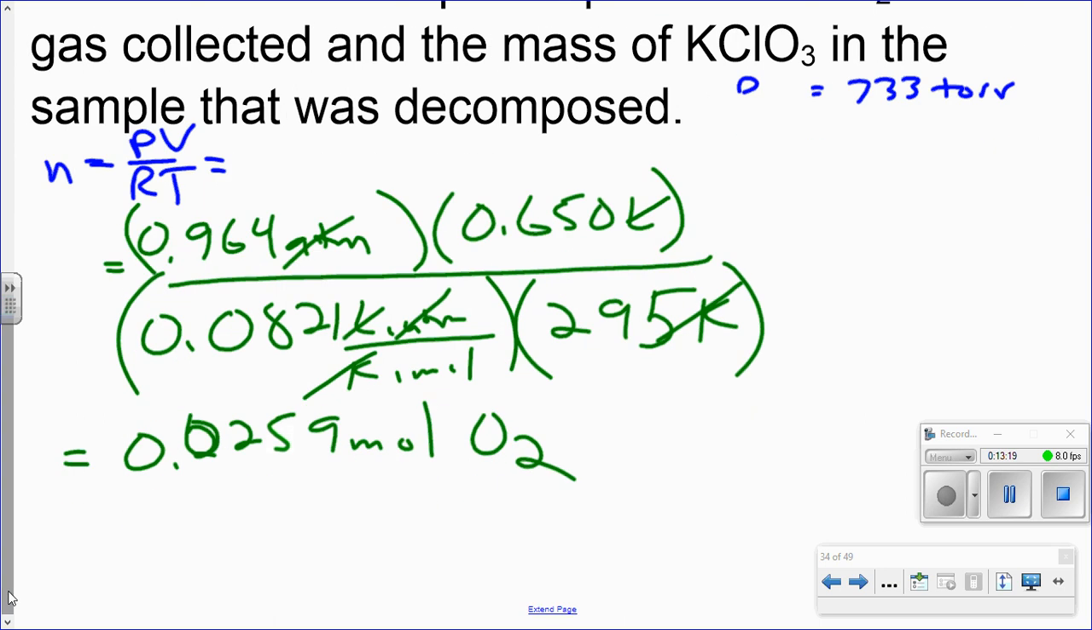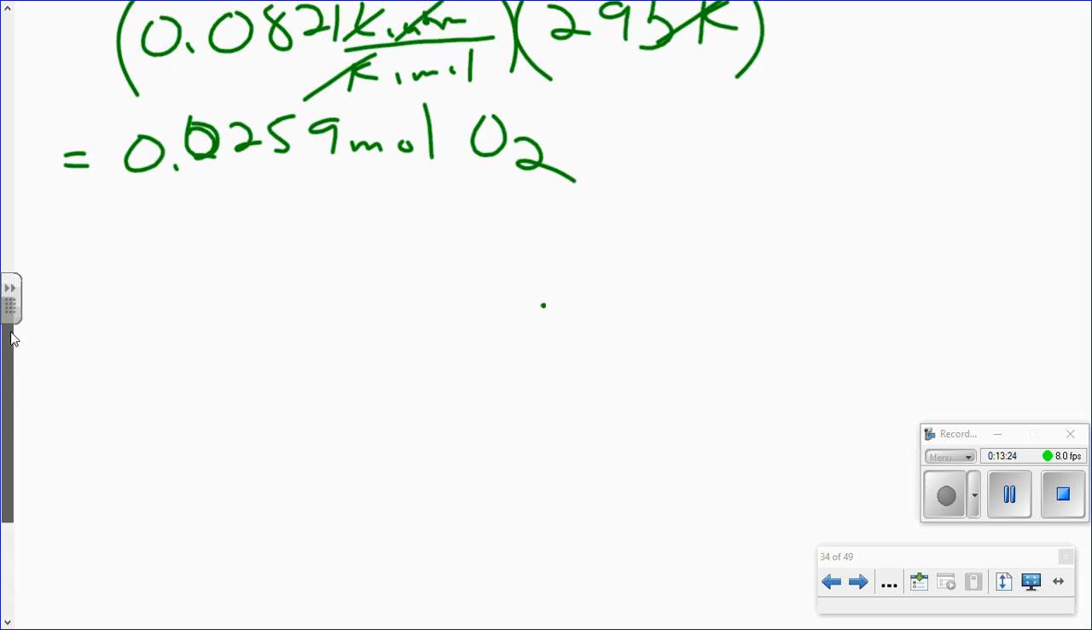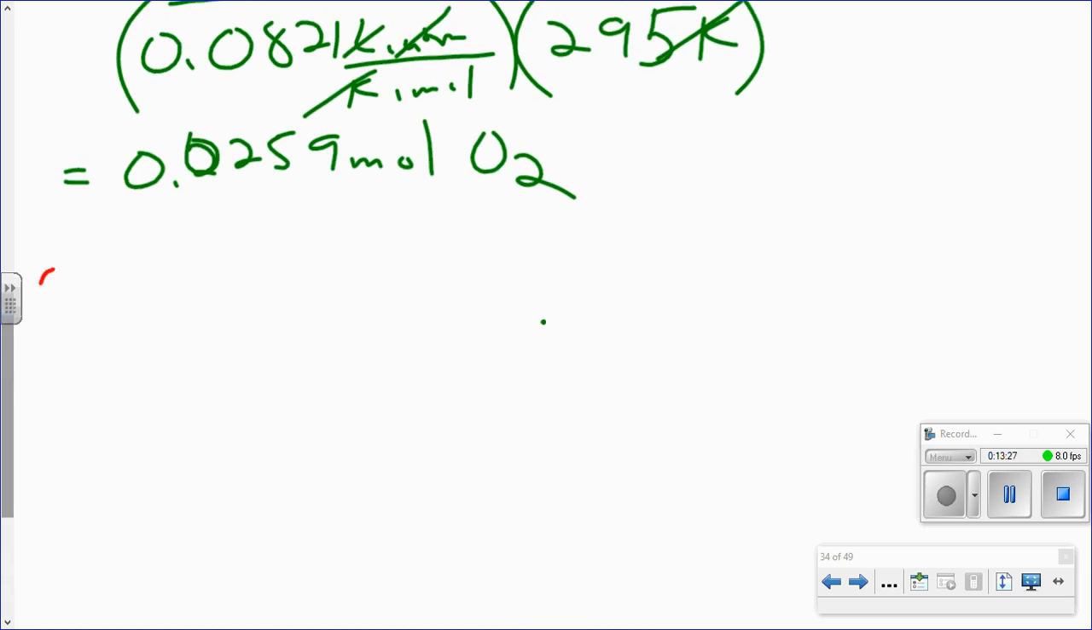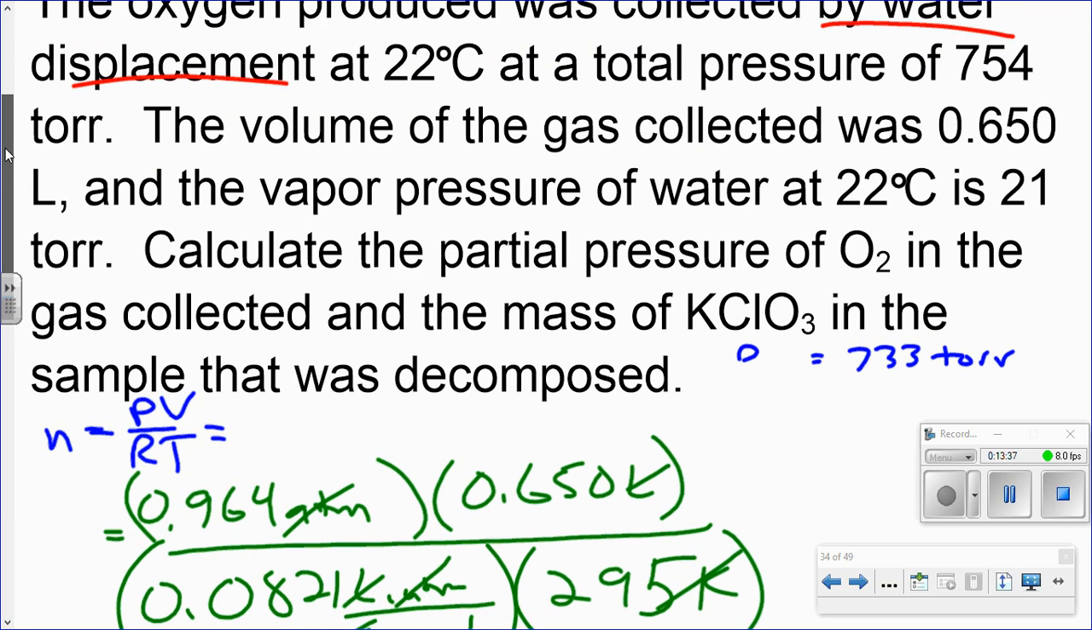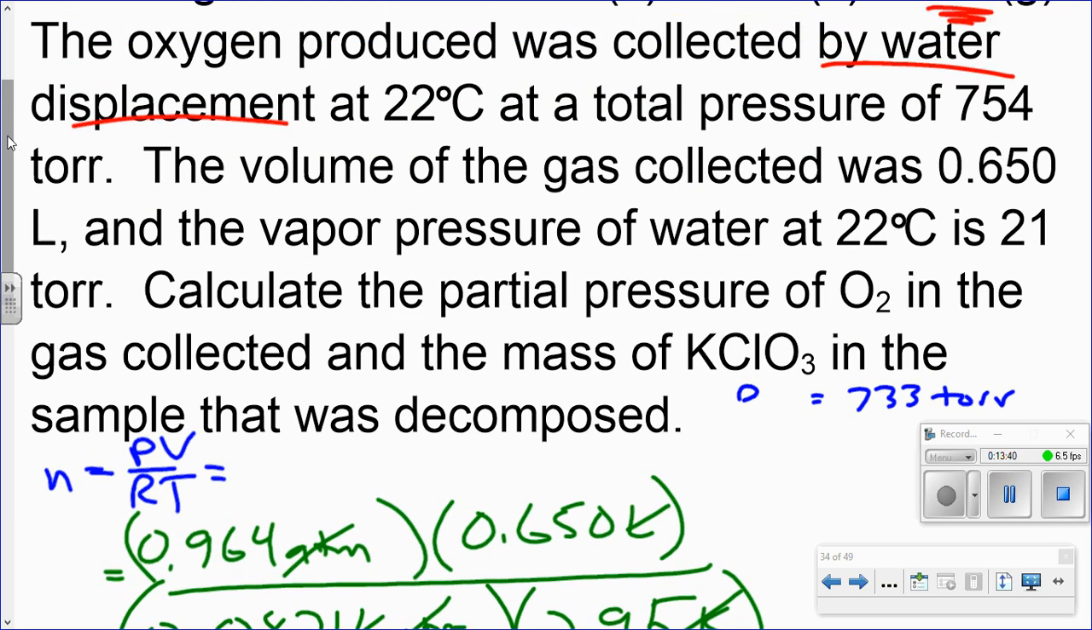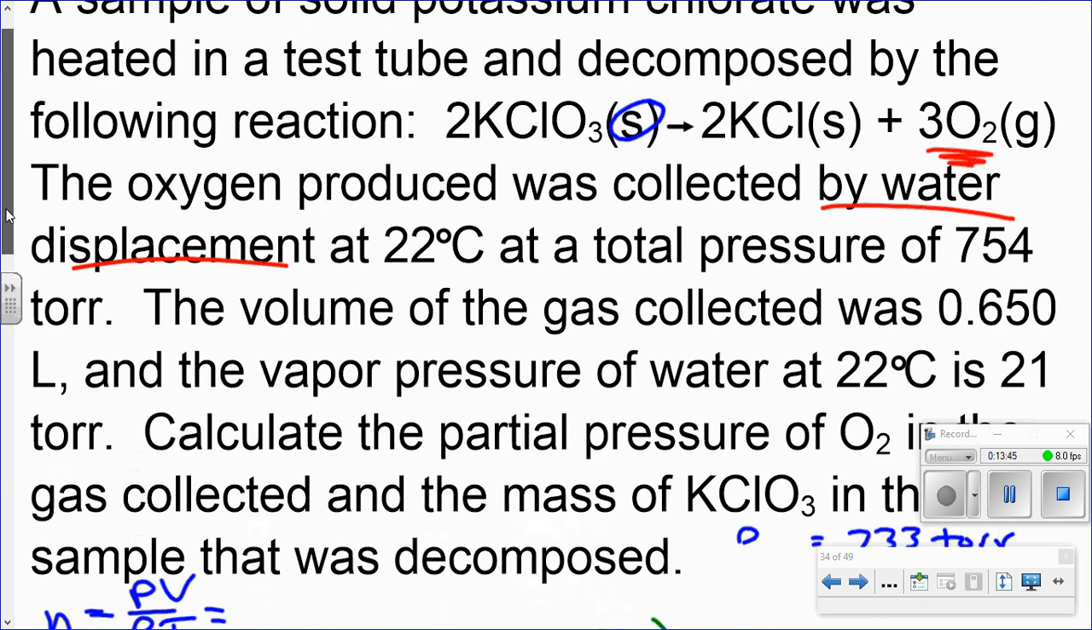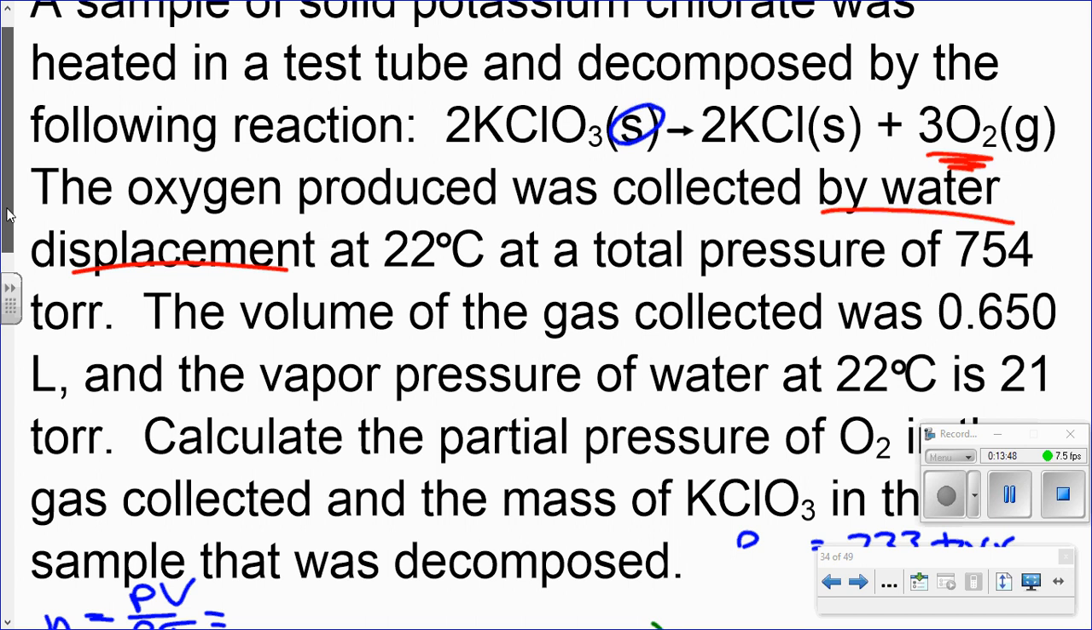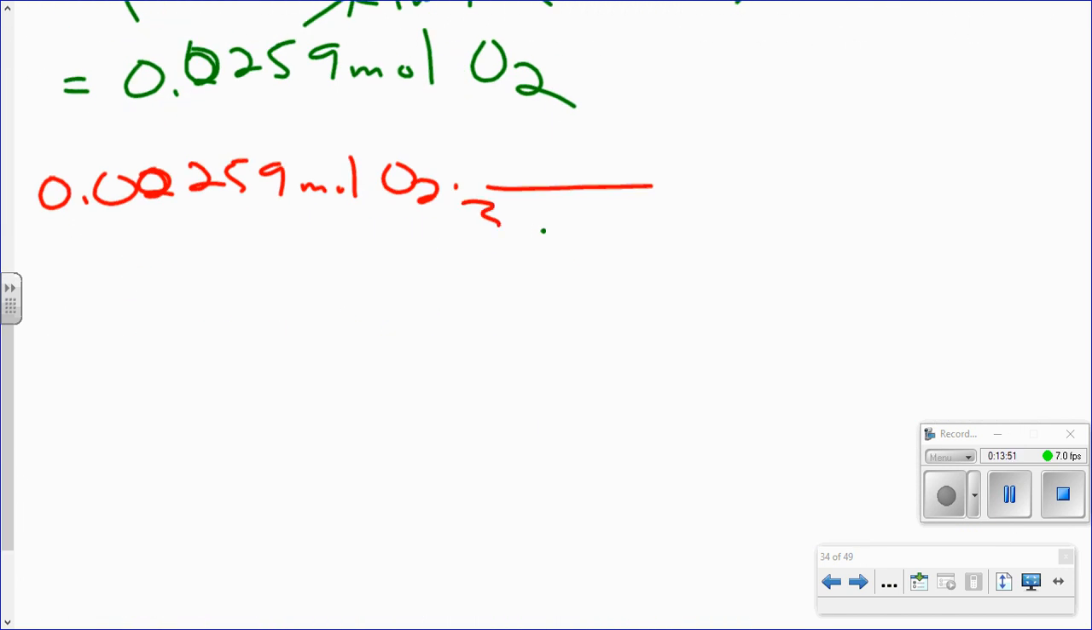The mass of KClO3. So let's take 0.0259 moles of O2, and let's get KClO3. All right. So we need a mole ratio. This is, by the way, the only way to go from moles of a gas to moles of a solid. So anyway, we have a 3 to 2 ratio. So 3 moles of O2 to 2 moles of KClO3.